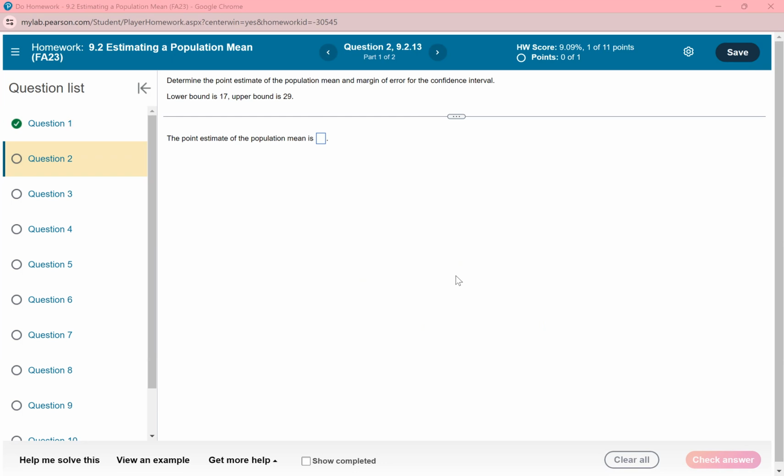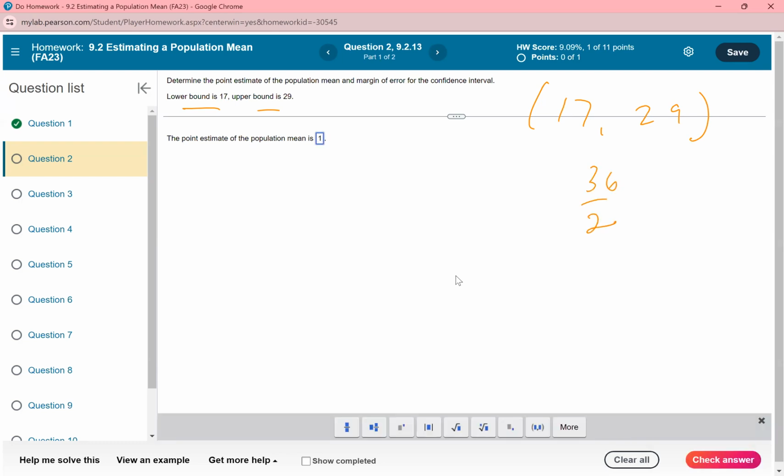Okay, so the point estimate is the midpoint of the confidence interval they already gave you. See, they gave me 17 to 29, so the point estimate is the midpoint of those. That means I can take 17 plus 19, which is 36, 36 divided by 2, and that's going to be 18 for that point estimate.